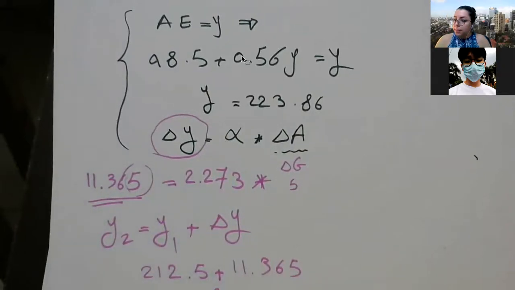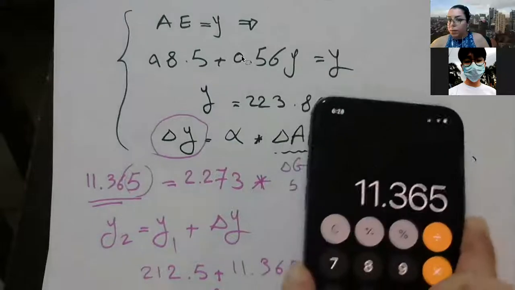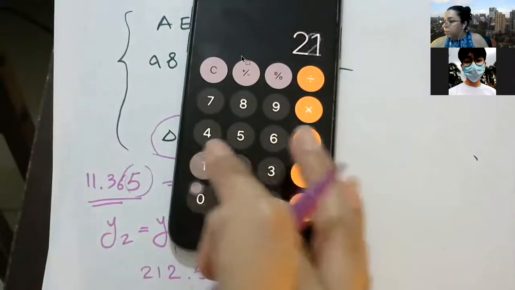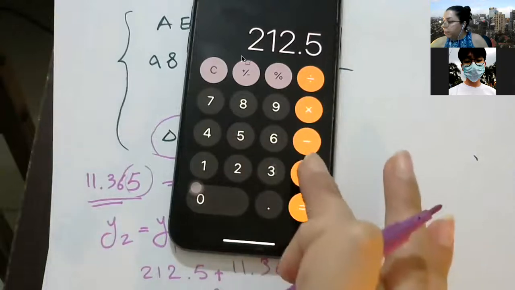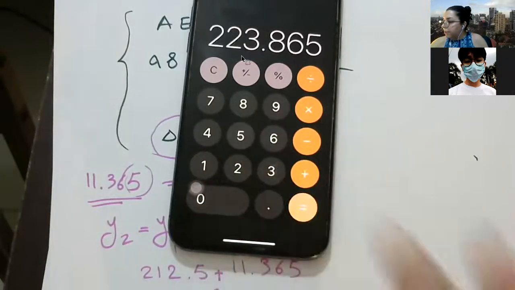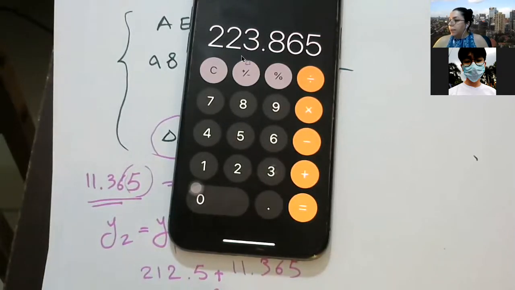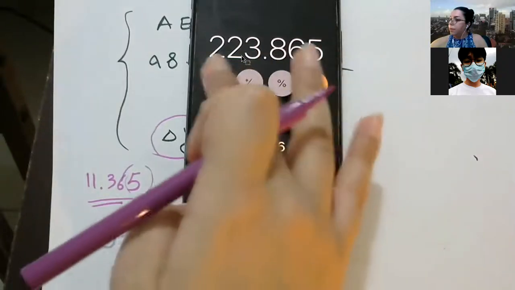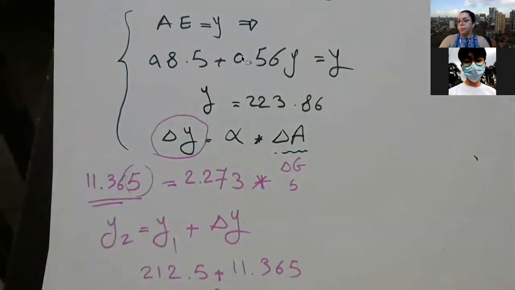Let's check that it is the same thing or not. 212.5 plus 11.365 is 223.86. So exactly the same thing, right? So I think with this, we are done with question 1.